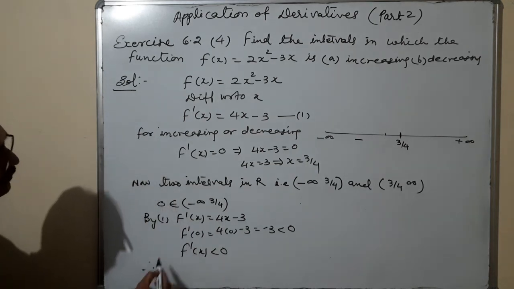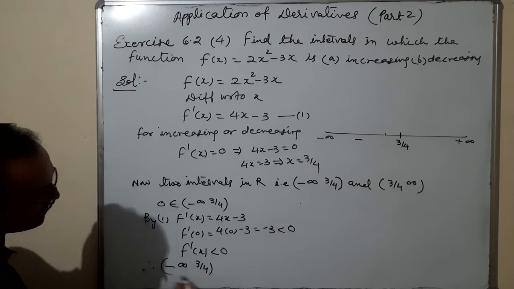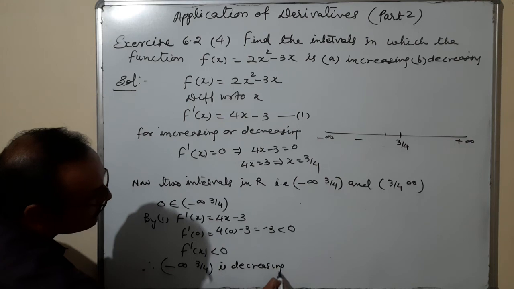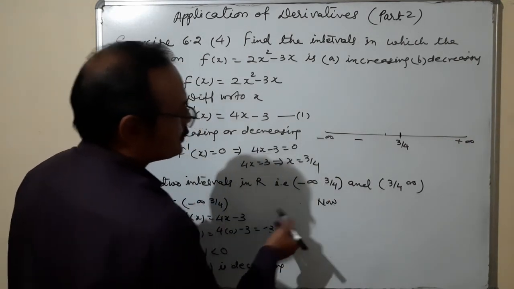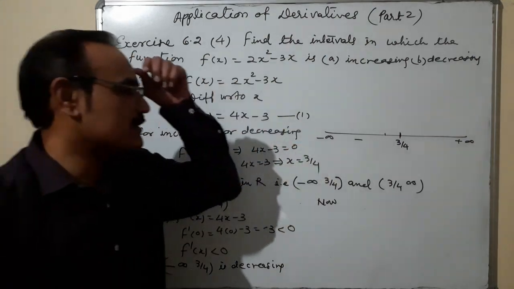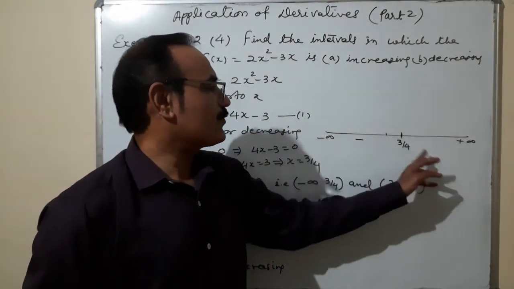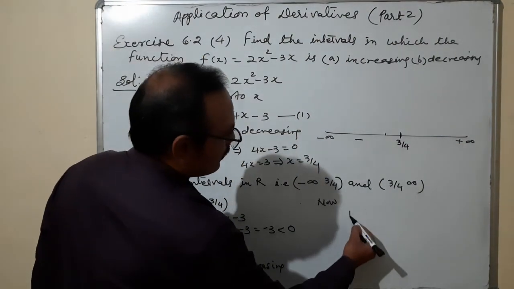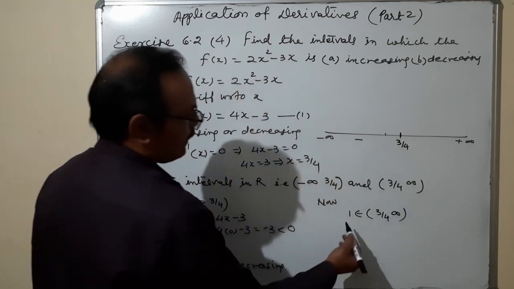That means, therefore, minus infinite to 3 by 4 is decreasing. Okay. Now, it's assured that if this function is decreasing, the second function will be increasing. Let us check. I'll take any other element from 3 by 4 to infinite, taking 1. Now 1 belongs to 3 by 4 to infinite. Okay.